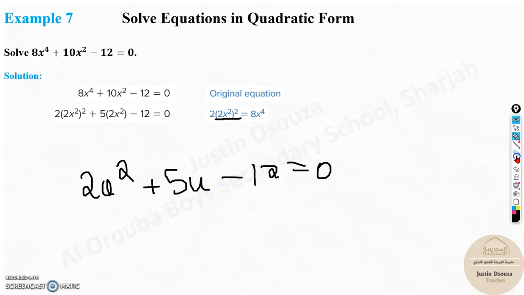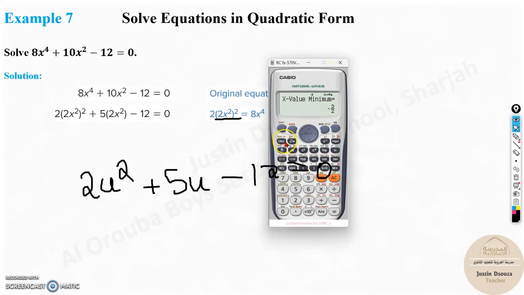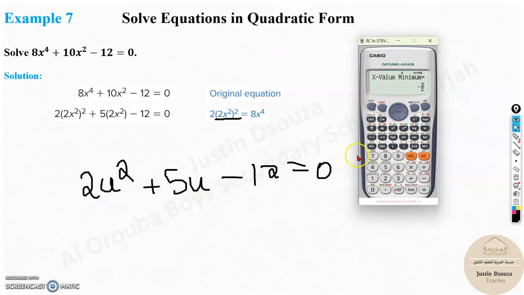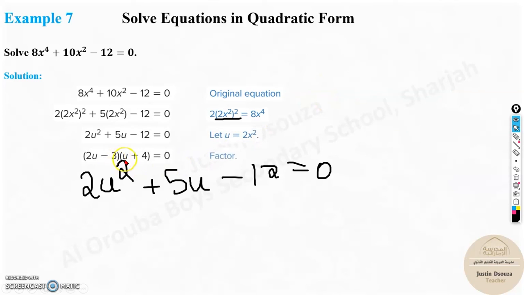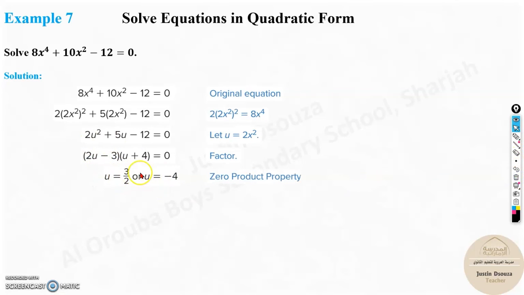See, now you can easily solve this, isn't it? Because you know what is quadratic and how to solve quadratic. You can use your calculator as well, or you can directly use the quadratic formula, or factor this out. So now over here, the mode polynomial solver with 2, 5, and minus 12 will give us the answer for this. What are the answers? 3 by 2, that is 1.5, and negative 4. So you can see the answers are 3 by 2 and negative 4 for u.